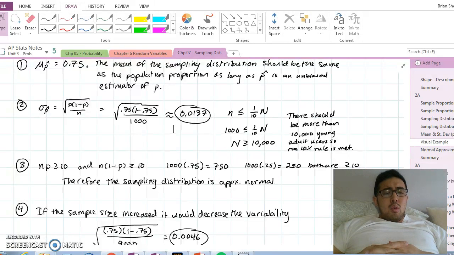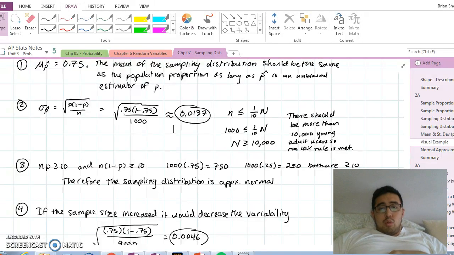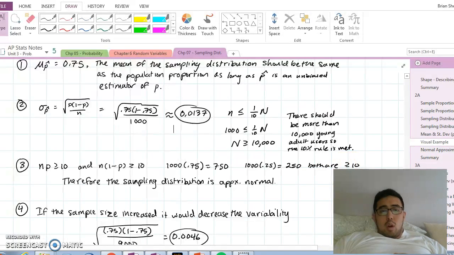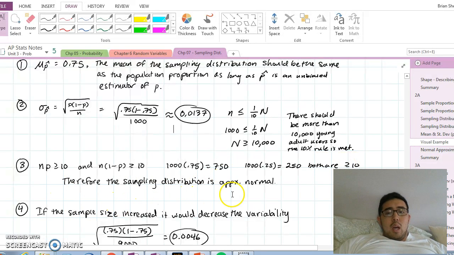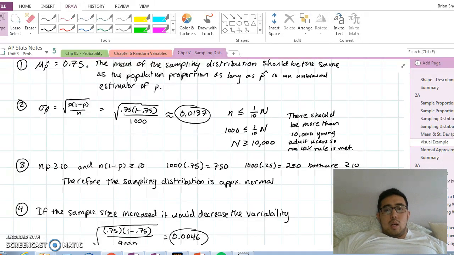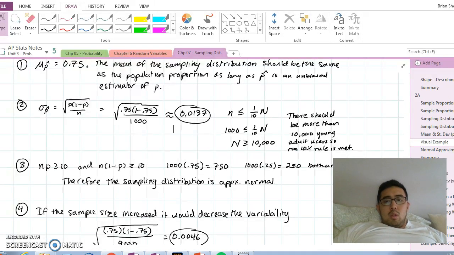And then number 3, n times p is greater than or equal to 10, and n times 1 minus p must also be greater than or equal to 10. That's to check for normality. We have 1,000 multiplied by 0.75, which is equal to 750, and 1,000 multiplied by 0.25, which is equal to 250. Both of these are greater than or equal to 10. Therefore, the sampling distribution is approximately normal. Hopefully that's what you got as well.